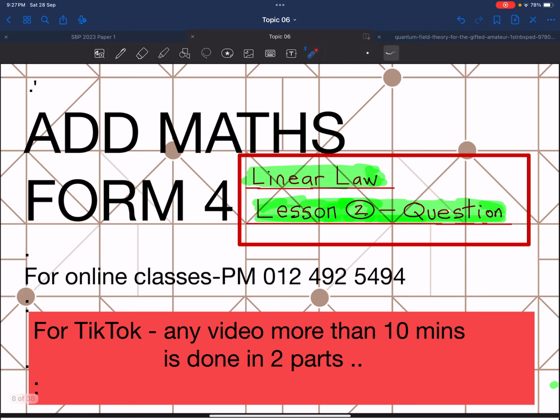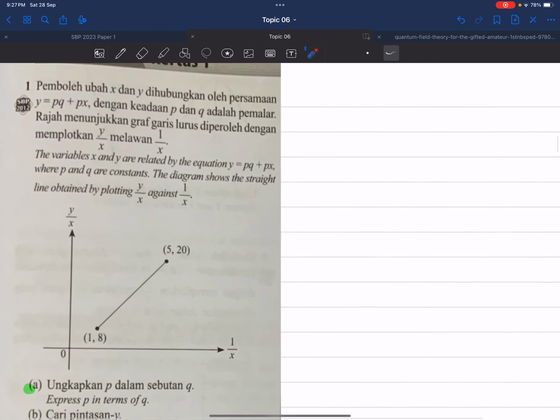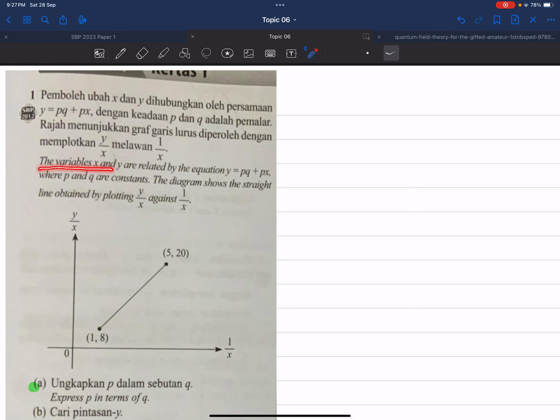Welcome to Maths Form 4 Linear Law Lesson 2 Question. The variables x and y are related by the equation y equals px plus q, where p and q are constants. The diagram shows the straight line obtained by plotting y over x against 1 over x.